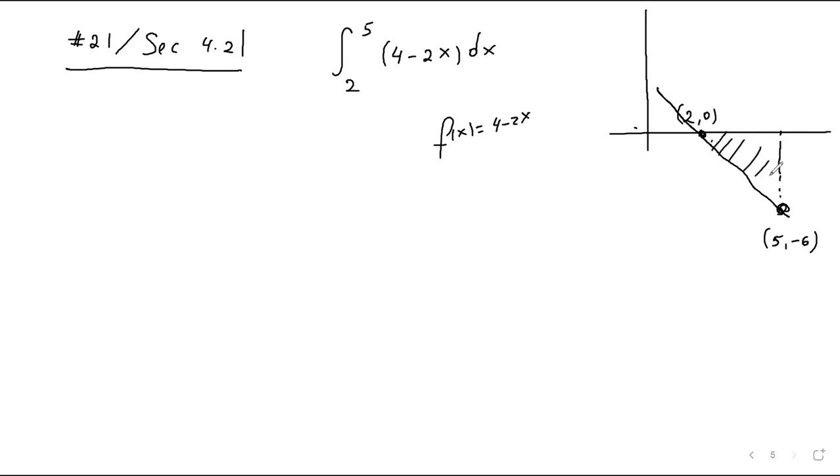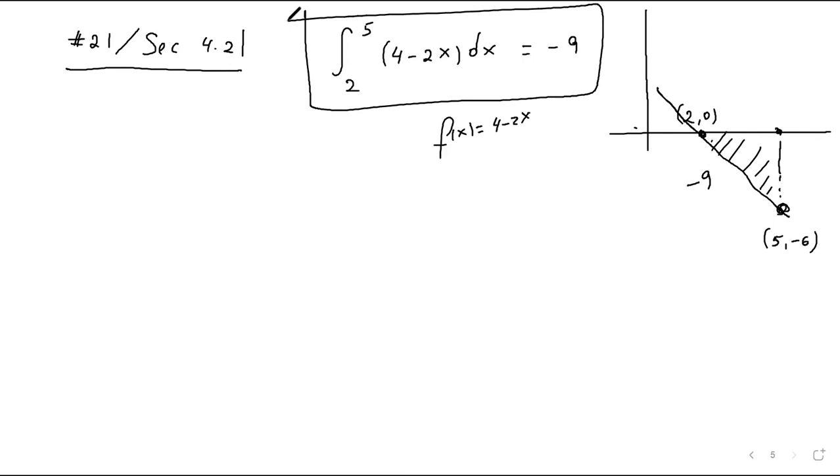So this area over here, we calculated easily because it had a height of 6 and a base of 3. So the area turns out to be 9. And I said negative 9 because of the minus sign. So we know that this is negative 9. But that's not the point. This was how we did it last time. The point here is to do it with the fundamental theorem of calculus.